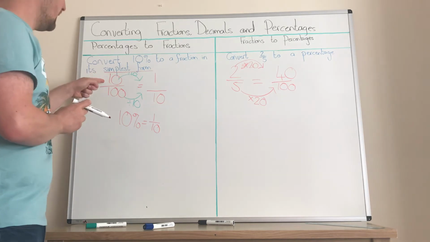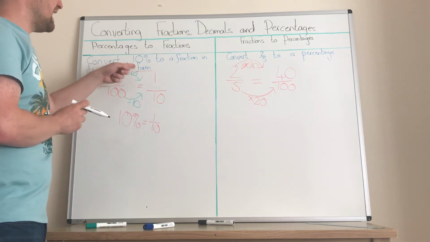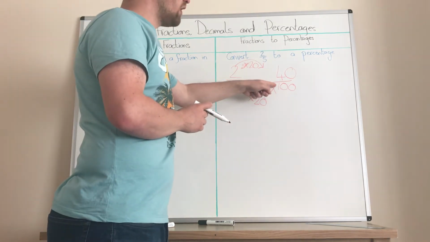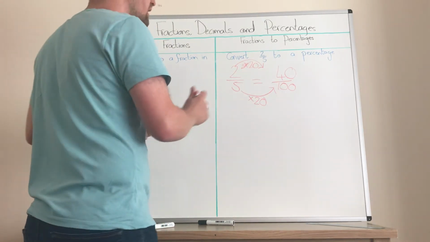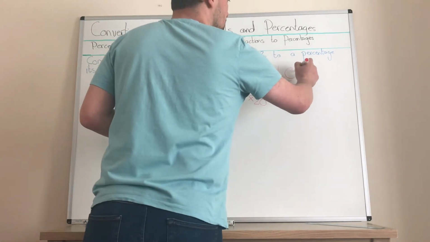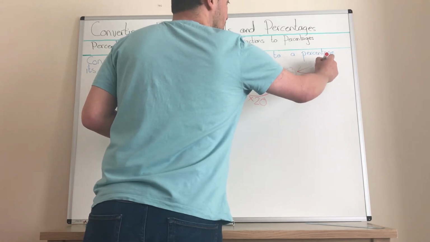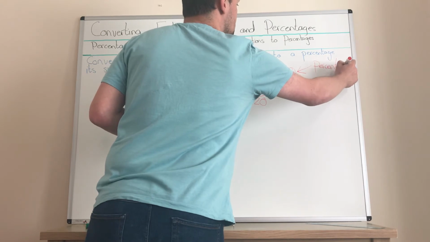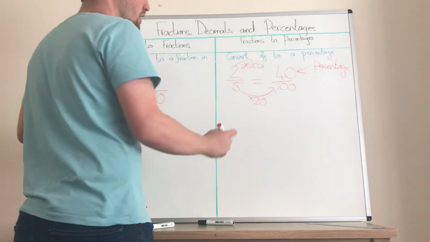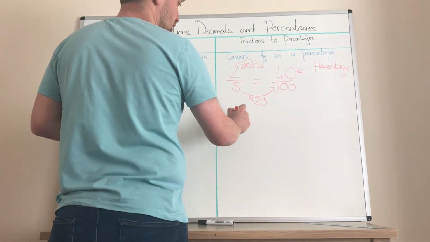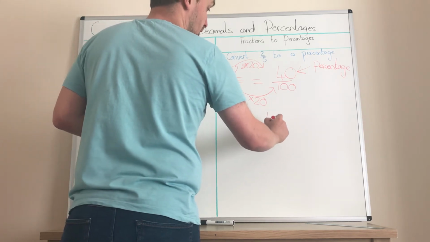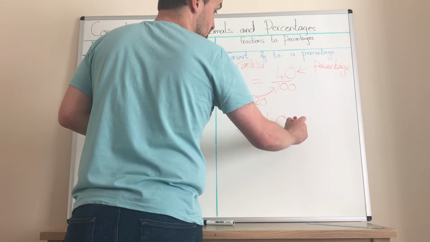I told you the percentage is out of 100. We've got the fraction over 100, which is what we need, so this top part, the numerator, is the percentage. So 2 over 5 is the same as 40%.